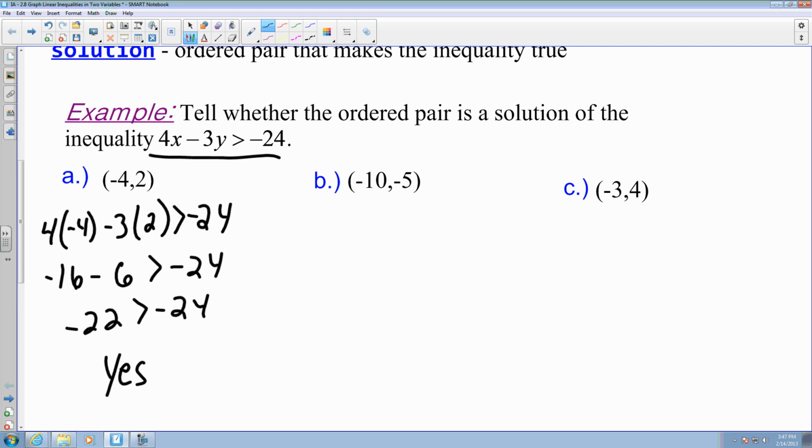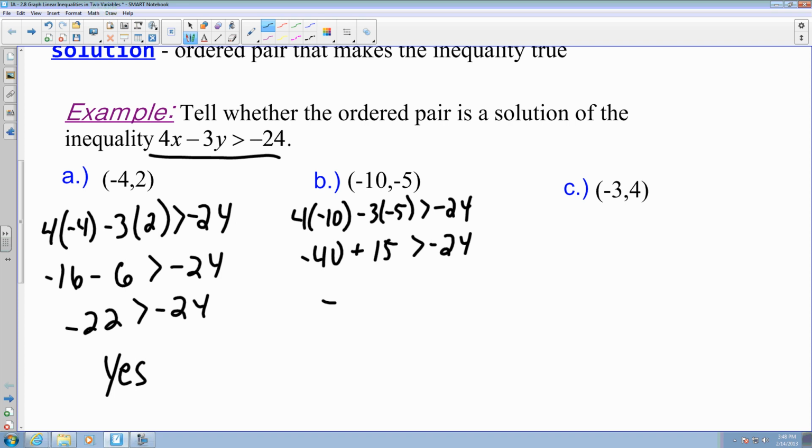Yes, it is. So I can say that yes, this is a solution of that inequality. Same thing goes for example B. So I'm going to go 4 times negative 10 minus 3 times negative 5 is greater than negative 24. 4 times negative 10 is negative 40. This becomes plus 15 because of the two negatives, greater than negative 24. Negative 40 plus 15 is negative 25, and then it's greater than negative 24. This is not a true statement, so I would say that this is not a solution.